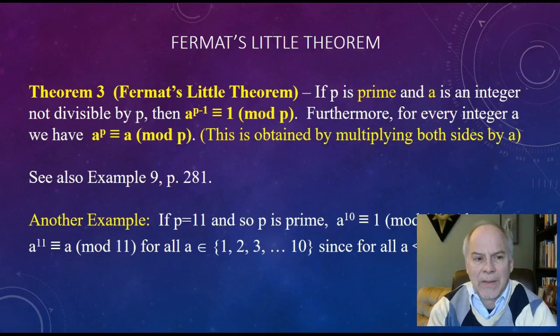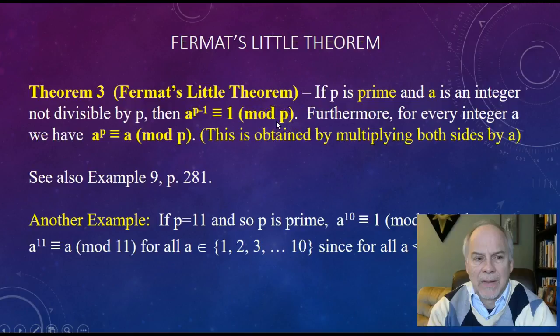Took a while before other mathematicians proved it, but it's an interesting little theorem. It says if P is prime and A is some integer not divisible by P, so you cannot have the integer A divisible by the prime number P, then A to the power of P minus 1 will be congruent to 1 mod P.